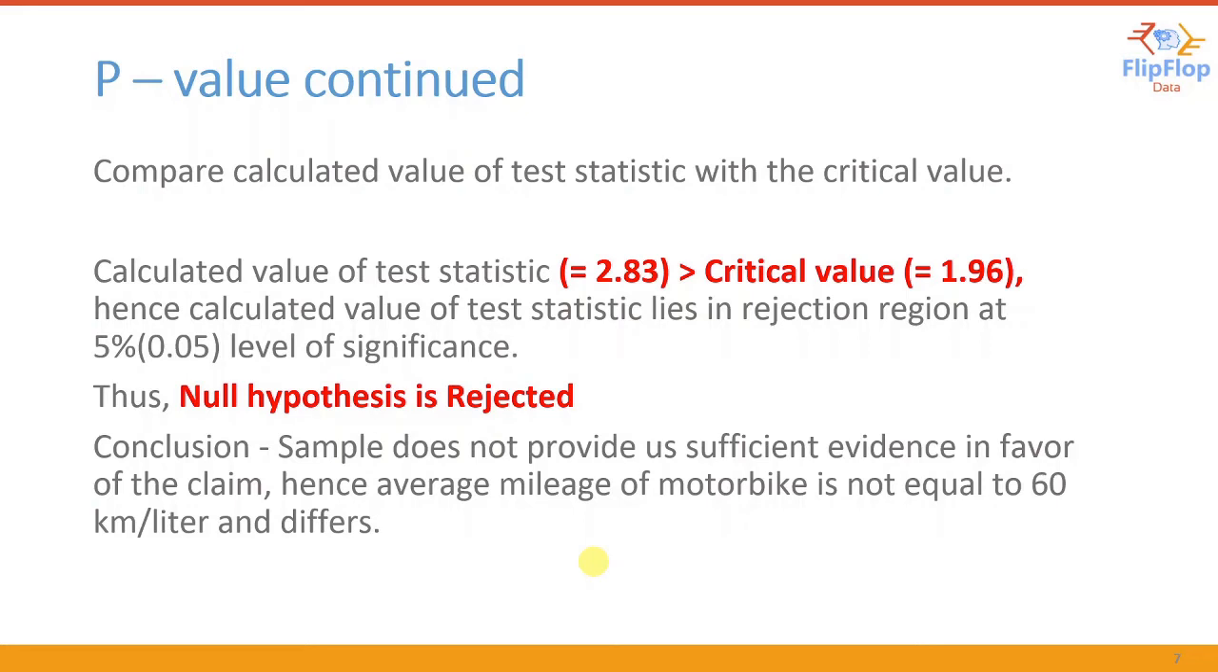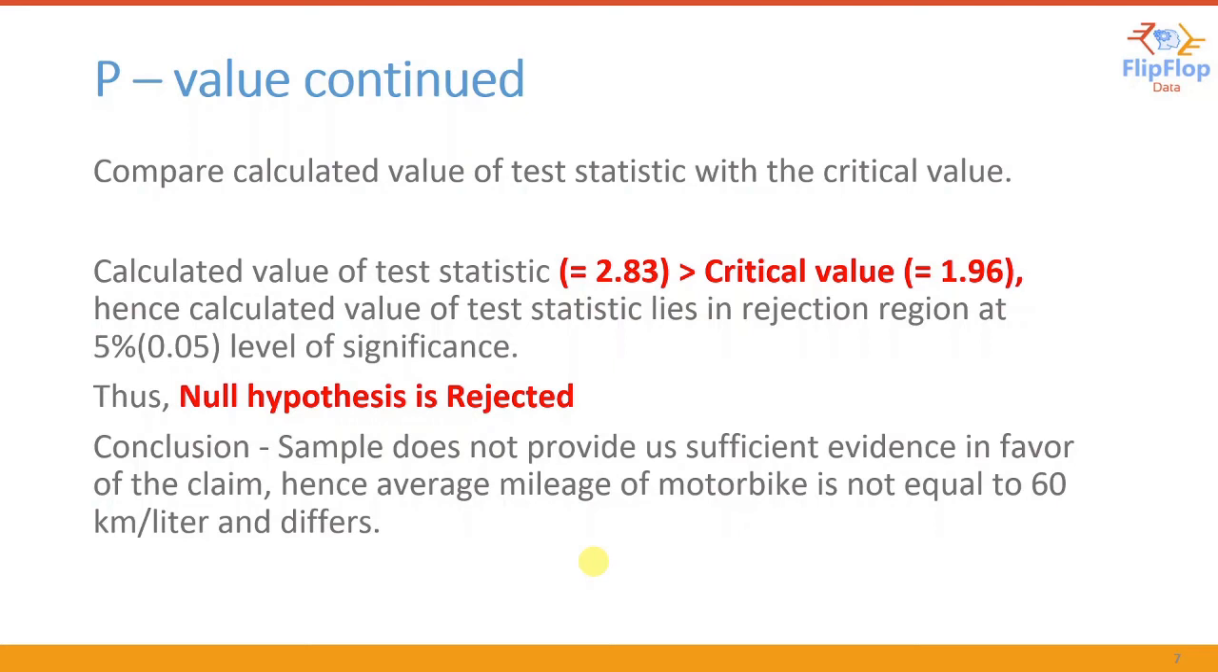So we may say that the average mileage of the motorbike is not 60 km per liter. Hence, here the null hypothesis is rejected at significance level of alpha equal to 0.05. But there might be a smaller level of significance value alpha at which the null hypothesis can be rejected. This smallest level of significance alpha is known as the p-value.